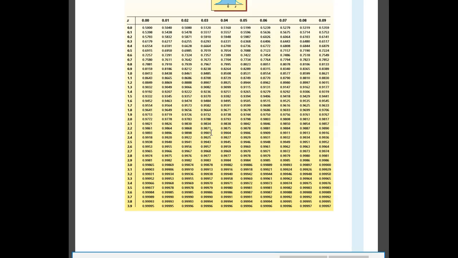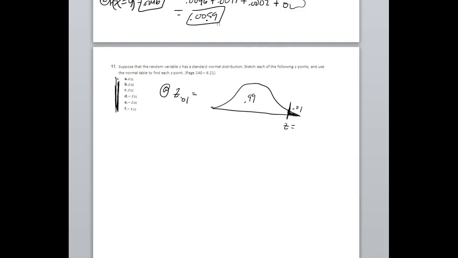So this means that 0.9901 of probability is to the left of this z-value, so roughly 0.01 is to the right of it. So what is that z-value? At this point right here, we have 2.3, and then the second decimal is 3. So 2.33. So that's our z-value, 2.33. So we're going to do B.